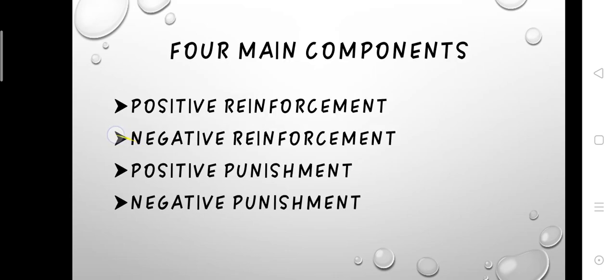Okay, so the four main components are positive reinforcement, negative reinforcement, positive punishment, and negative punishment. For example, positive punishment is presenting an unfavorable outcome or event following undesirable behavior. For example, a library user makes some noise in the library that can disturb other users.